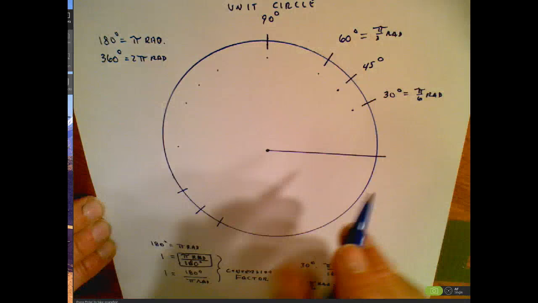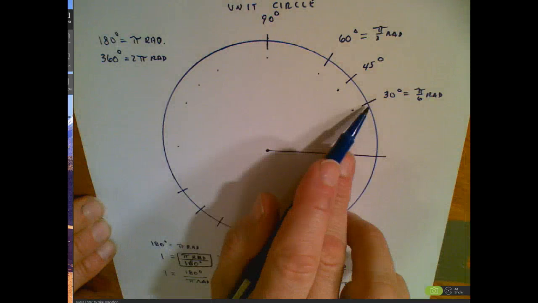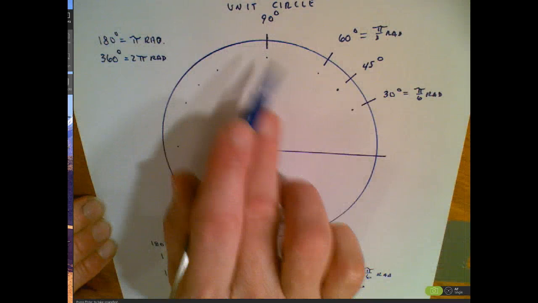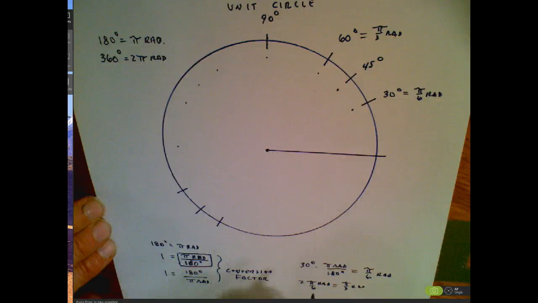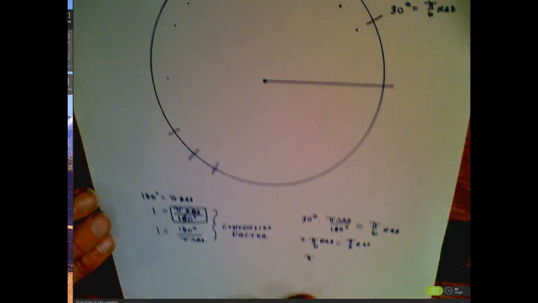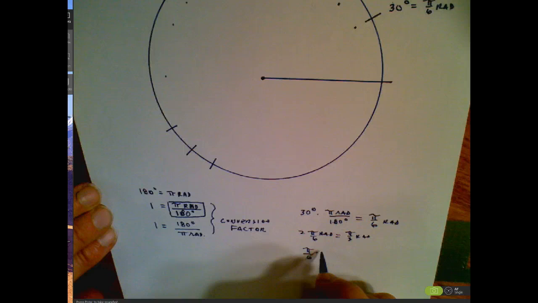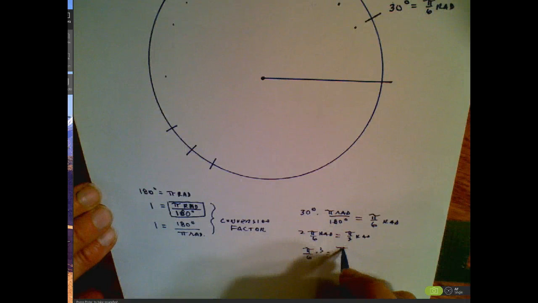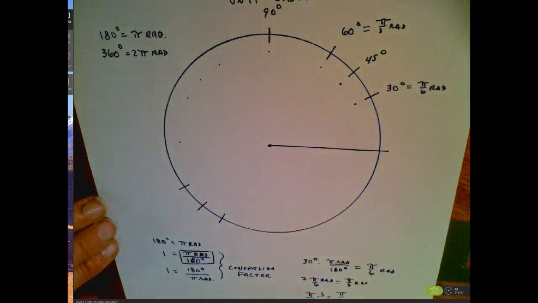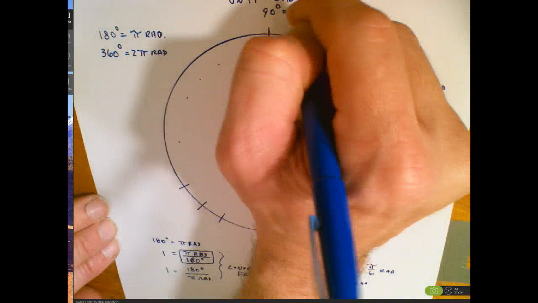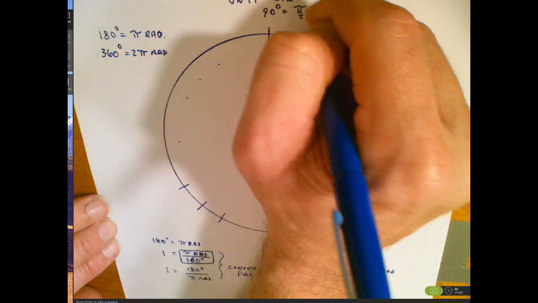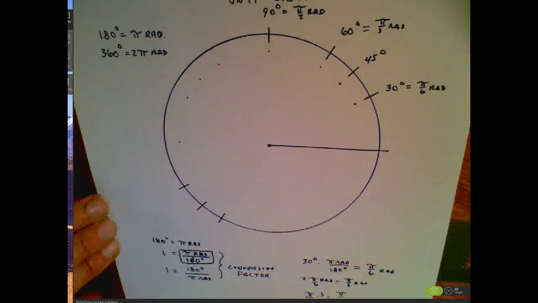Okay, and then I'm going to go and say, well, wait a minute, 30 times 3 is 90. So pi over 6, we'll just do the math here. On the bottom, pi over 6 times 3 is just pi over 2. Okay, so what does that mean? Well, that means that 90 degrees is equal to pi over 2 radians. Okay, pi over 2 radians.